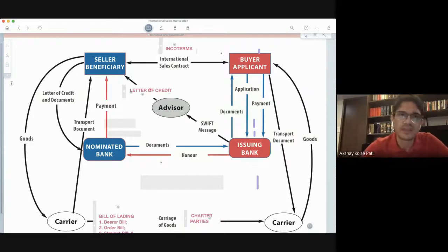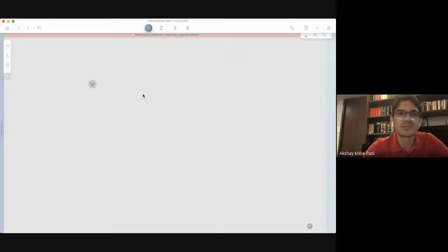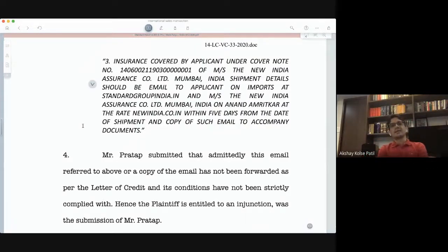Now, some important aspects with respect to the letter of credit is that since the banks only deal with documents, they take this very literally. So, for example, in this case, the applicant had to, this is a case where the applicant or the buyer entered into a contract with steel suppliers from Korea.